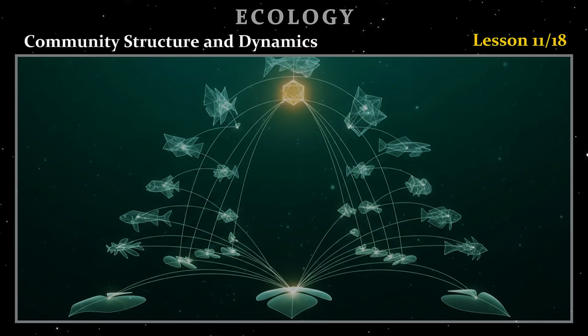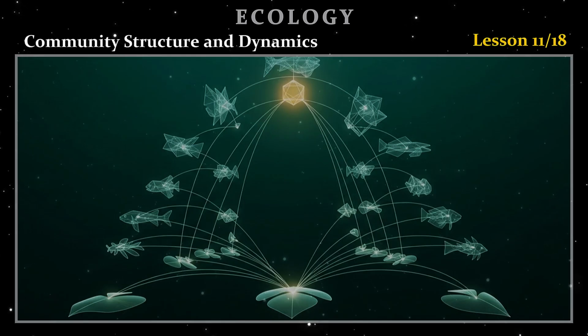To map these complex interactions, ecologists use food webs. A food chain is simple. Grass is eaten by a deer, which is eaten by a wolf. But nature is rarely a straight line. It is a web. In a food web, we organize organisms by their trophic levels.